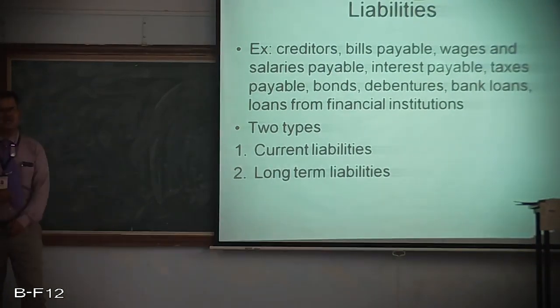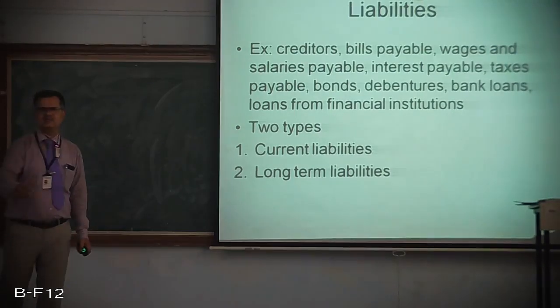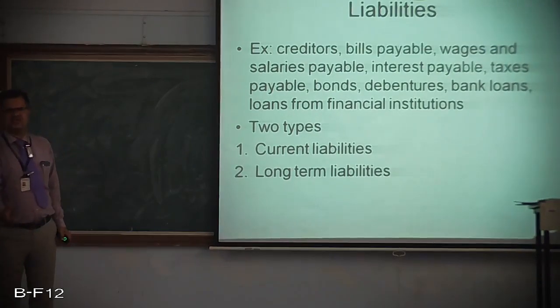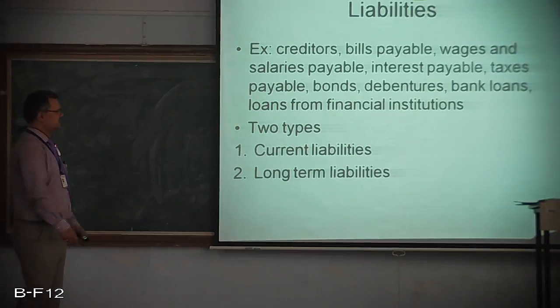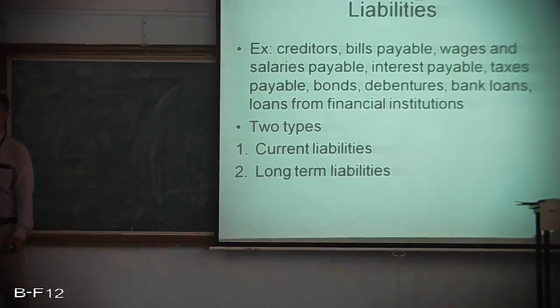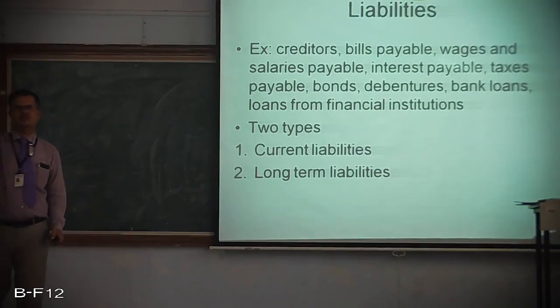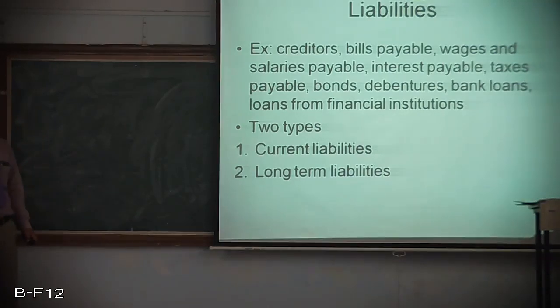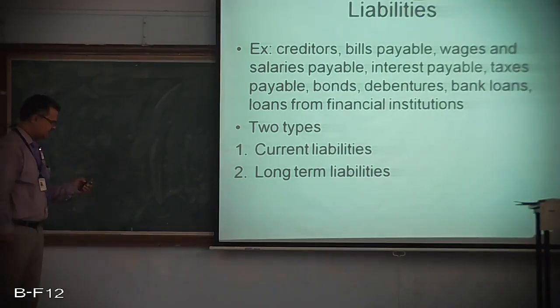There are two types of liabilities. One is current liability, meaning as of today, within the financial year, they are supposed to pay. The second is long term liabilities, meaning they have some time to pay in future. So there are two types of liabilities: current and long term.